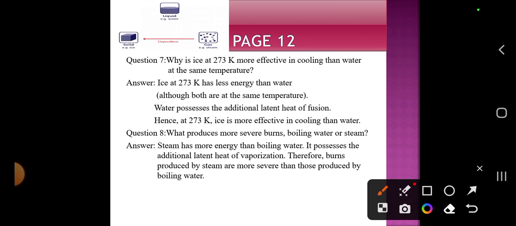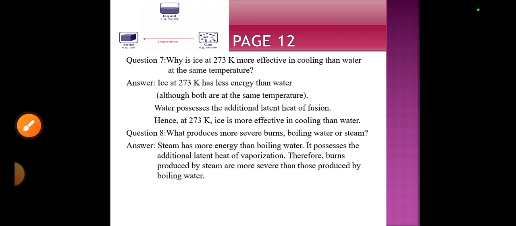See, water possesses the additional latent heat of fusion, whereas the ice is more effective in cooling than water because it doesn't have the latent heat of fusion. Question 8. What produces more severe burns, boiling water or steam? See, steam has more energy than boiling water. It possesses the additional latent heat of vaporization. Therefore, burns produced by steam are more severe than those produced by the boiling water. Next question.